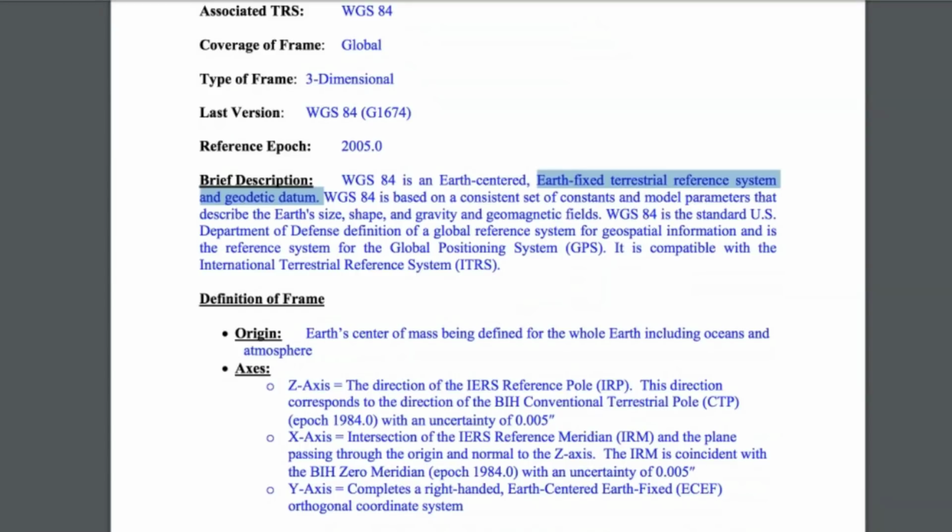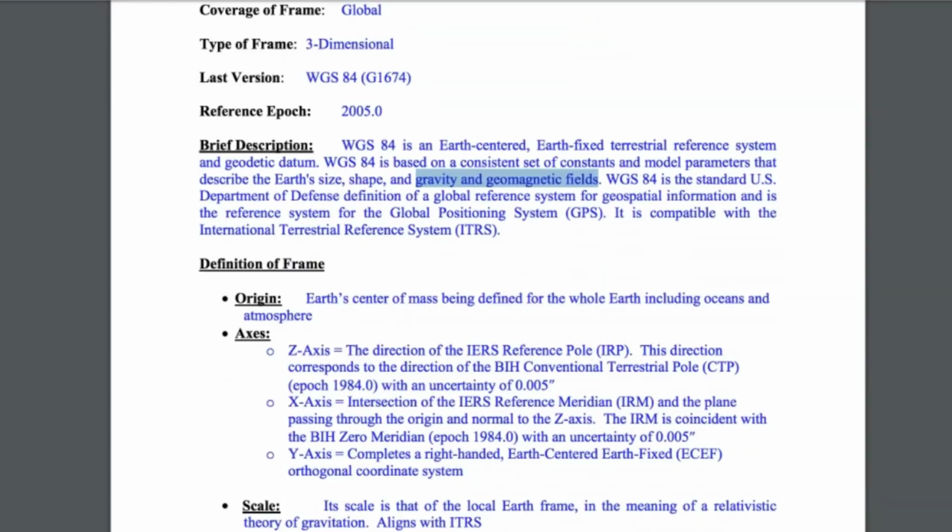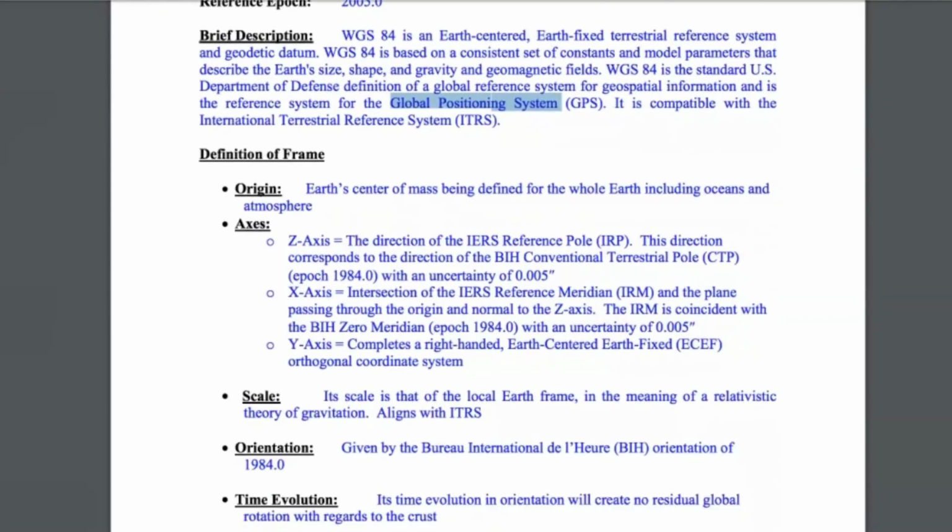Yeah, so you're going to have to see, okay, what is this entire thing based on? Well, it's based on gravity and geomagnetic fields. Well, that ought to be a hint, I think, right? Of a spherical ball spinning in space. It's based on gravity. So why would you call it a global positioning system? It should be a gravity positioning system if it's based on gravity and time.